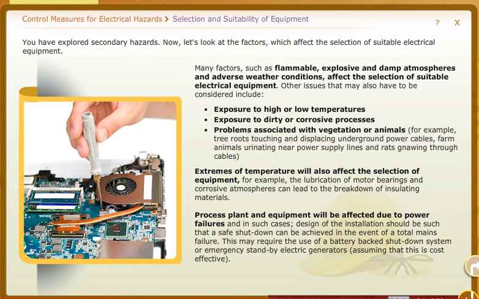Extremes of temperature will also affect the selection of equipment, for example, the lubrication of motor bearings, and corrosive atmospheres can lead to the breakdown of insulating materials.